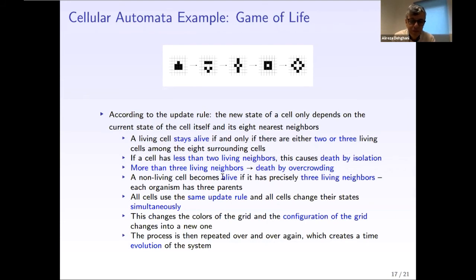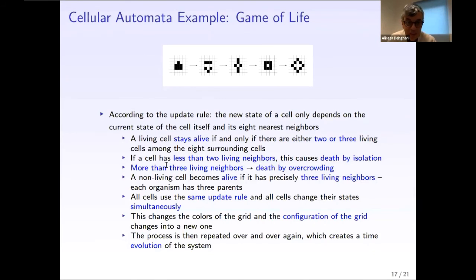One cell in the center is my cell, so I will have another 8 cells, okay? A living cell, a cell which is black, stays alive if and only if there are either 2 or 3 living cells among the 8 surrounding cells. So if among all the neighbors only 2 or 3 of them are alive, then my cell also stays alive.